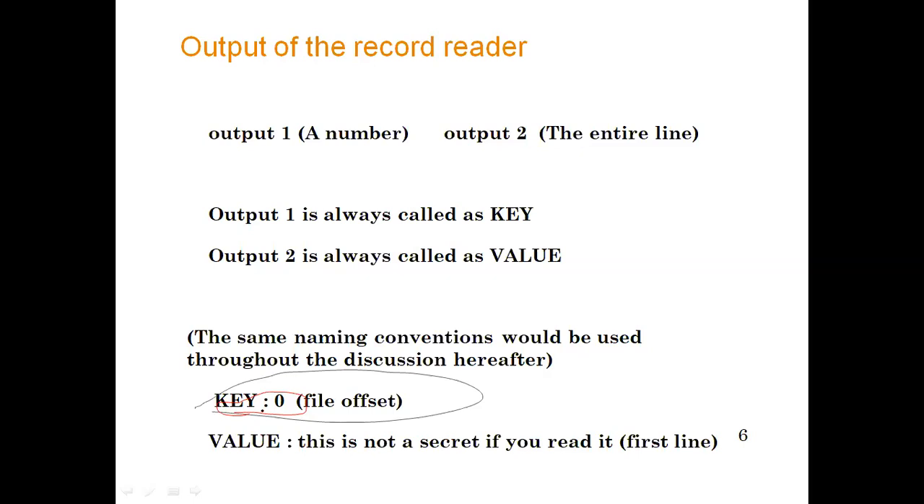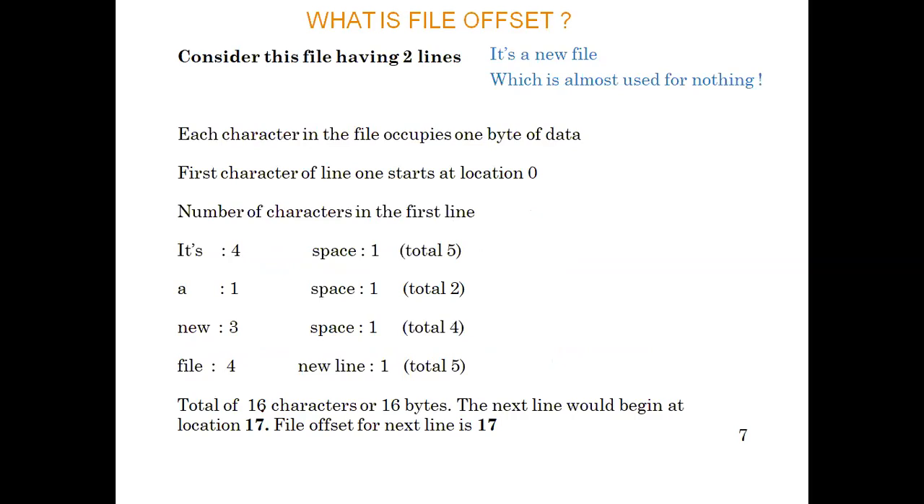To understand this, consider the example where we have two lines. The line offset for the first line is going to be 0, and the second line begins at location 17. This 17 is obtained by adding the characters in the first line, including the spaces.